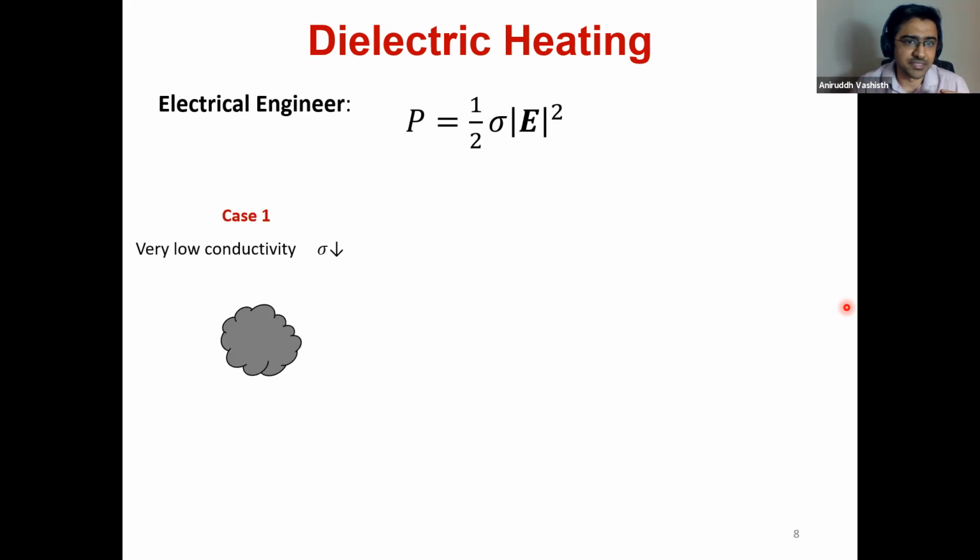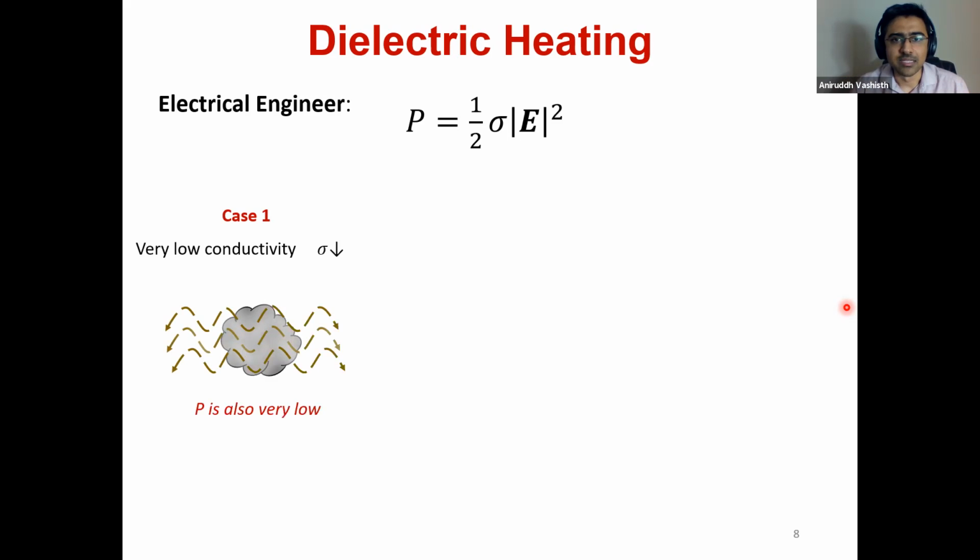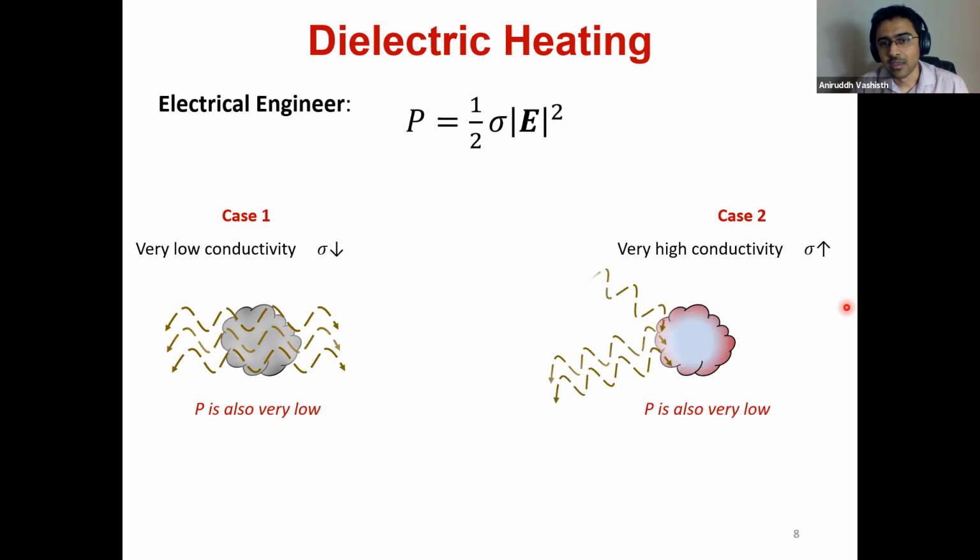So let's consider two cases. The first case is that you have a very low conducting material, like your food, and your EM waves go through it. The amount of heat dissipated or transferred from the EM waves to your material would be really low because the conductivity is really low. Then you would think that a really high conductivity would be really good. But as I mentioned earlier, if you have a really high conducting material, what usually happens is that these EM waves get reflected.